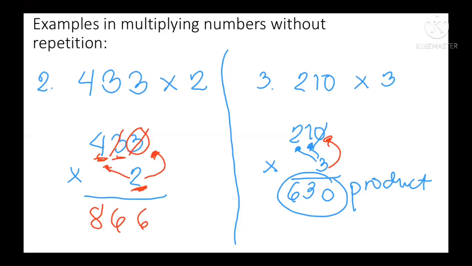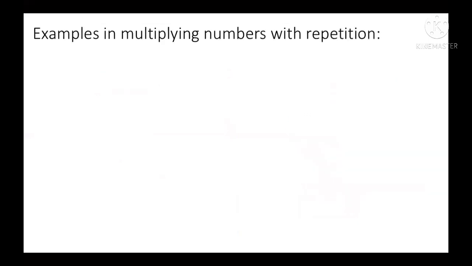Multiplying numbers without repetition is very easy, because we don't need to write any numbers on the top. Now let's move on to multiplying numbers with repetition. To explain this further, I will give an example so you can see the difference between with repetition and without repetition. For example, 342 multiplied by 3.